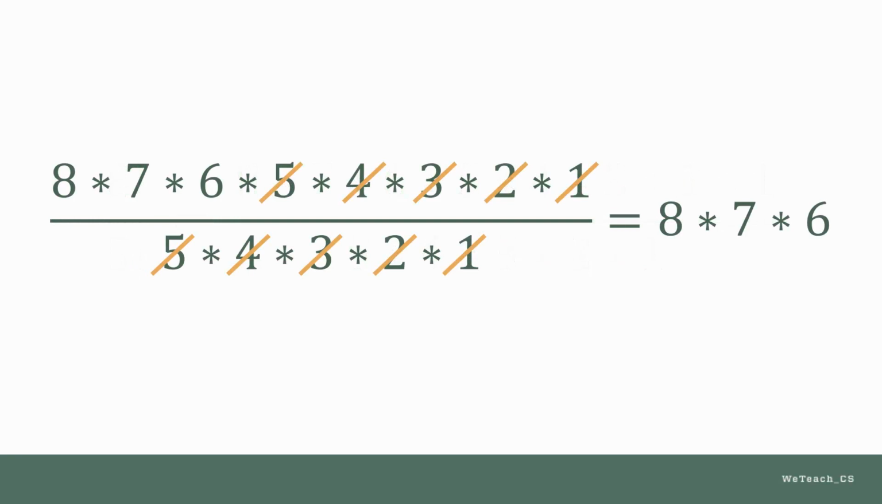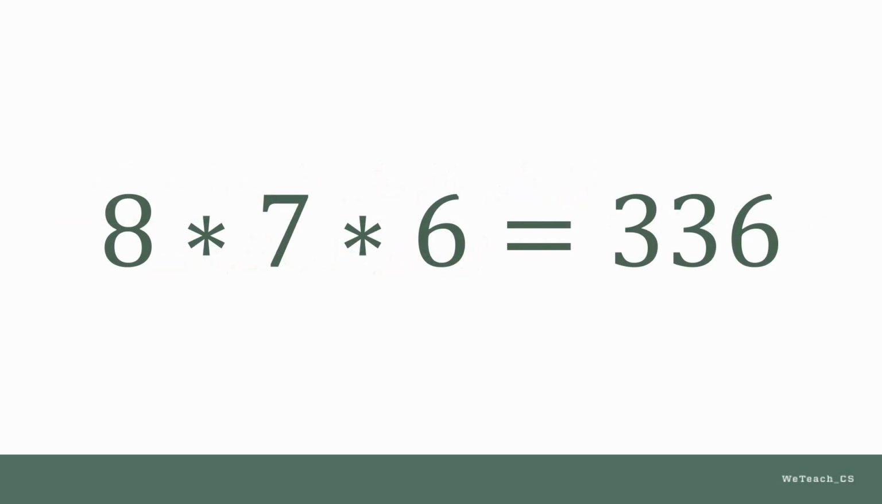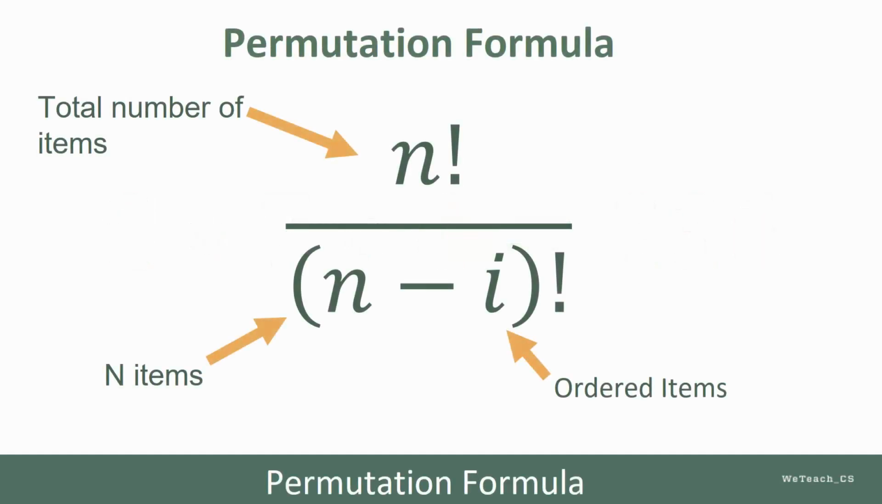Matching numerator and denominator values are then cancelled to simplify it. This results in the expression 8 times 7 times 6 equal to 336, the calculation we examined at the beginning of the lesson. This general permutation formula works for any situation where the value n represents the total number of items in the set and the variable r represents the number of items that we want to pick in a certain order. In short, n taking r.